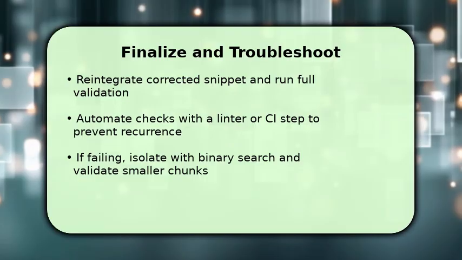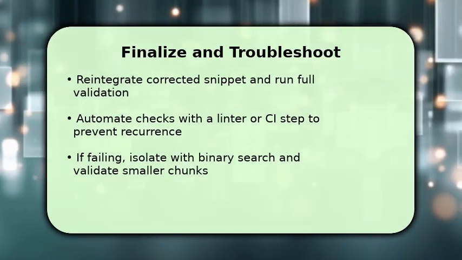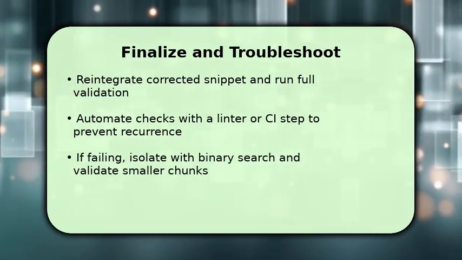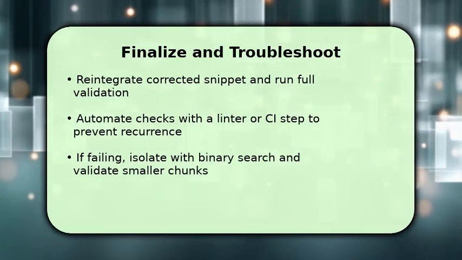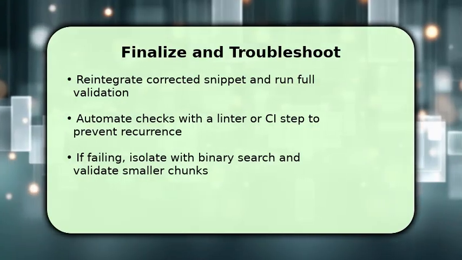If validation still fails, use a binary search approach. Validate halves to pinpoint the bad segment, then repeat until you find the offending token. That's the target.